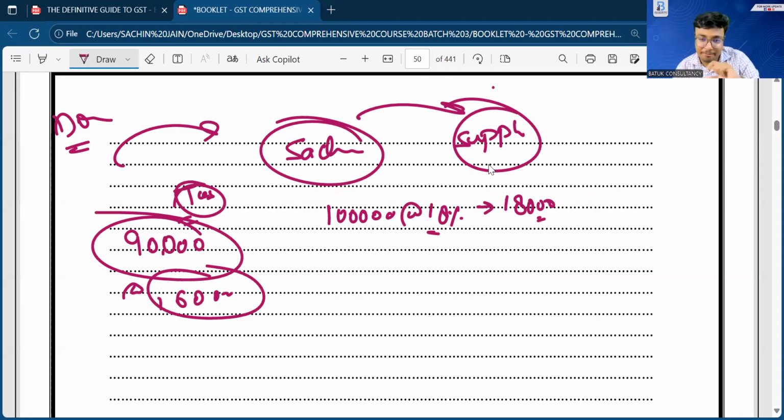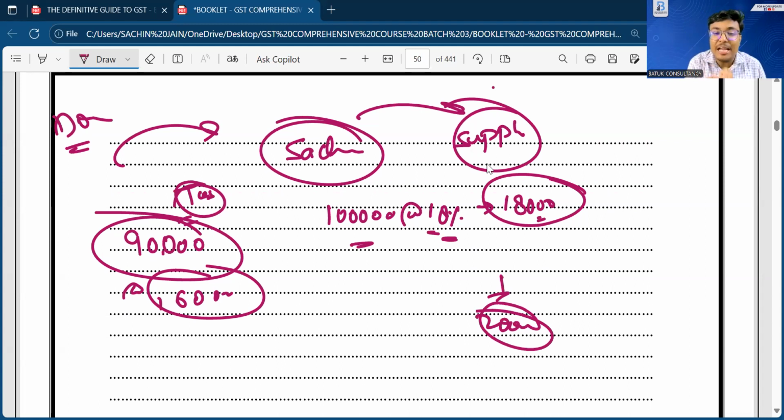Now, sir, when I am paying taxes to the government on my outward supply, that is 1 lakh rupees at the rate of 18%, that is 18,000 rupees. From that 18,000, I have already paid 16,000 to my supplier, so I just need to pay only 2,000 rupees. The benefit which I am claiming of the tax which I had already paid to the supplier is called input tax credit. This is a credit for me, and I can utilize it against my outward supply, for payment of output tax.